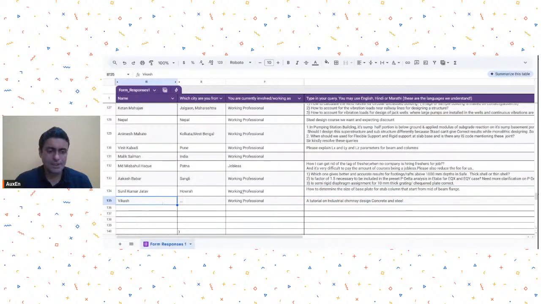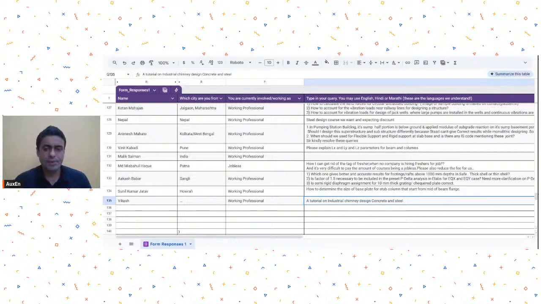Then engineer Vikash, a working professional, asks for a tutorial on industrial chimney design, concrete and steel. For this you can refer to some good books which cover advanced topics on RCC design. Whatever those books cover, usually in our practice also, we follow the same process. There's no change as such, if you ask me. So whatever the standard process is, the same process you will use in your design offices also. So you can refer to any good book.